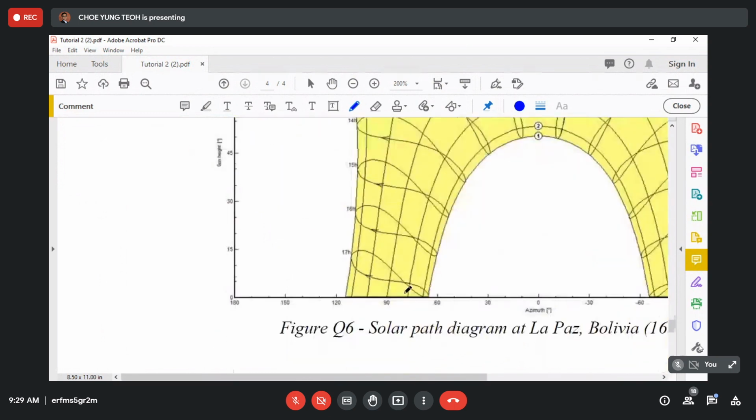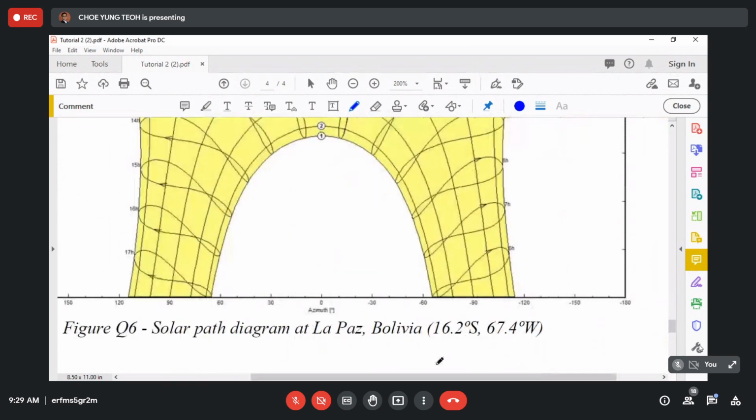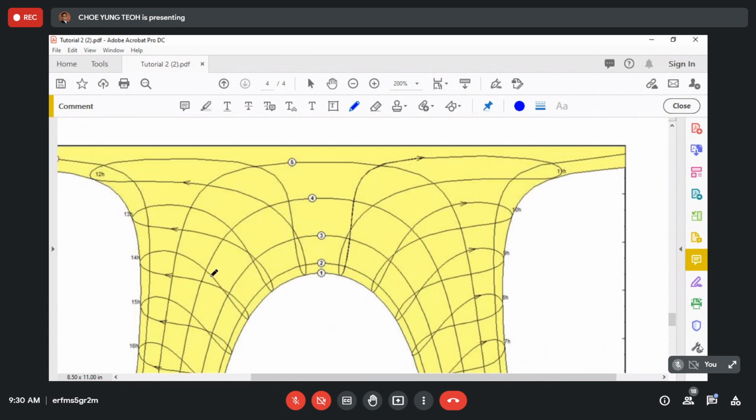So first we check the location. The location is Bolivia. The coordinate is 16.2 south and 67.4 west. So what is the date of 1 and 7?